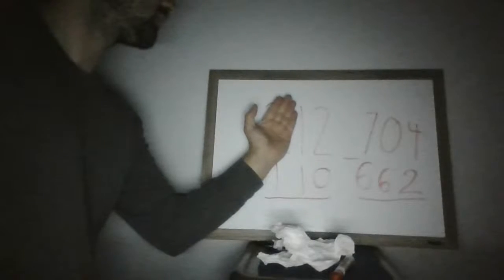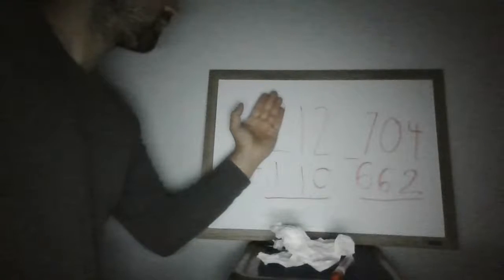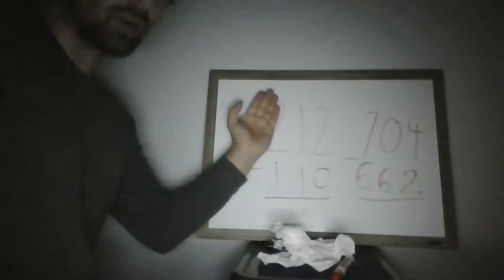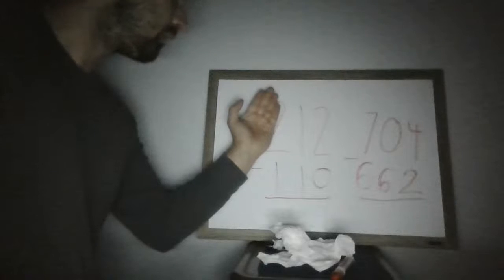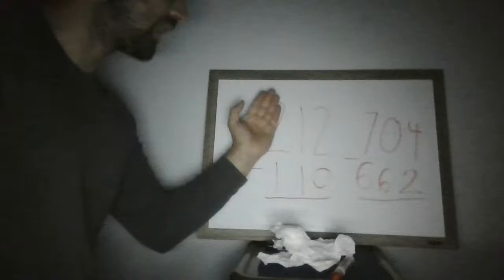Okay, looking at the ones place. 2 is the top number. 0 is the bottom number. So 2 is bigger, so we do not need to regroup in the ones place because the top number is bigger. Tens place. 1 is the top number. 1 is also the bottom number, so the numbers are the same. So we do not need to regroup in the tens place either. We only regroup if the bottom number is bigger than the top number. If the top and bottom number are the same, we still do not need to regroup.